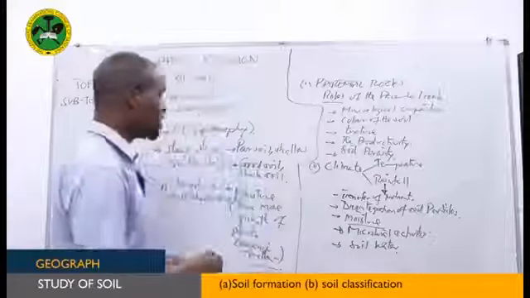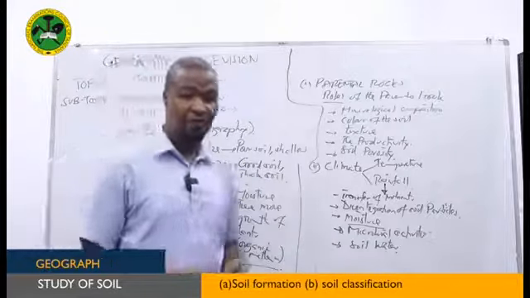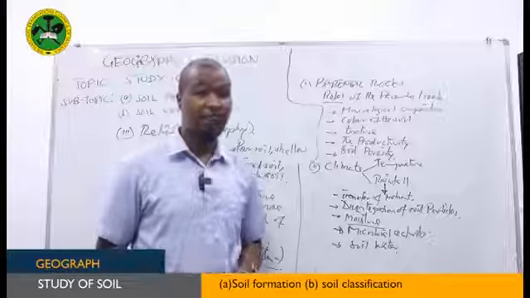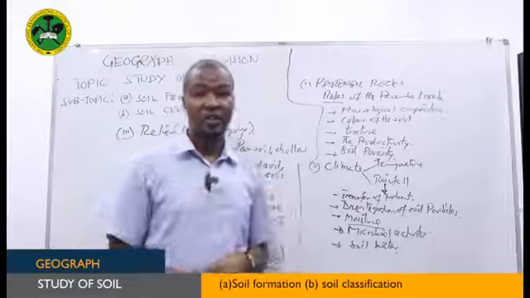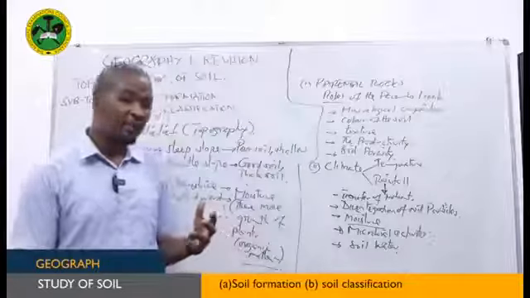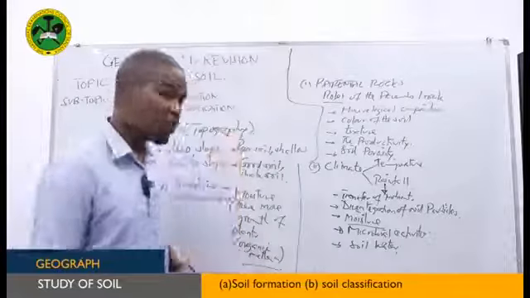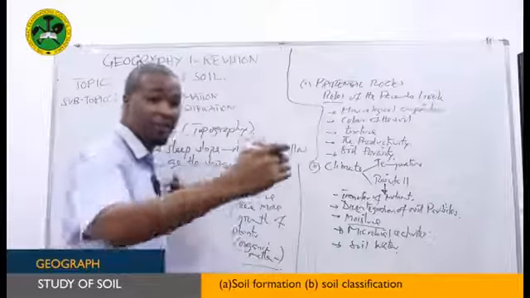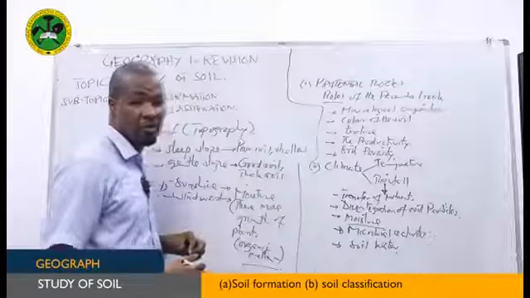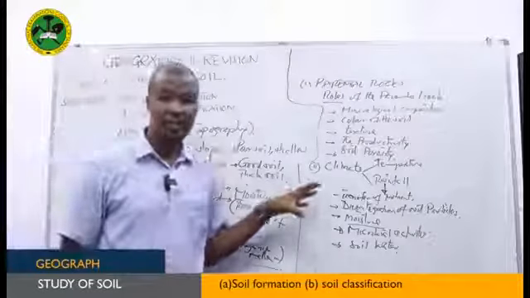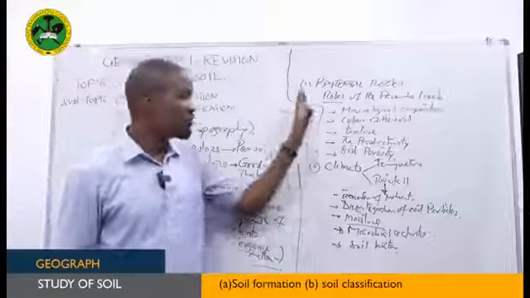Then from there, we have time as the last factor for soil formation. The longer the time the soil takes in its formation, the more mature the soil will be. The shorter the time, the less mature the soil will be. So for soil to be complete, it needs to have more time in its formation. I can conclude by saying these are the factors for soil formation.